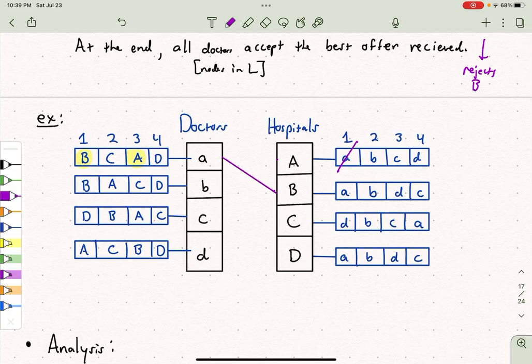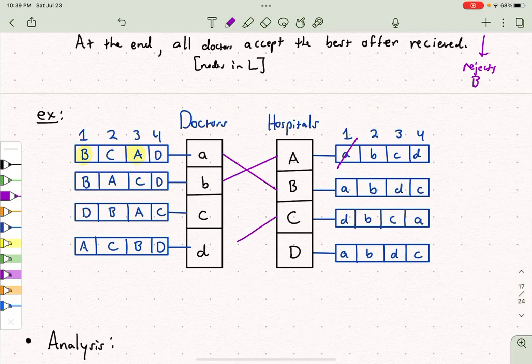Then we go to the next round. We go back to A because it's unmatched, and it makes an offer to little b. And again, we tentatively accept that offer because B has no other offer. Okay, now we go to capital C. It's going to make an offer to D. D has no reason to not accept because it has no better options right now. Now we go to D. D makes an offer to A.